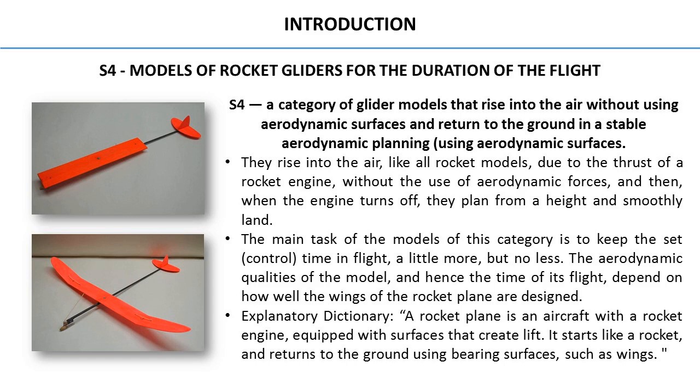The main task of the models of this category is to keep the set control time in flight, a little more but no less. The aerodynamic qualities of the model, and hence the time of its flight, depend on how well the wings of the rocket plane are designed. According to the explanatory dictionary, a rocket plane is an aircraft with a rocket engine equipped with surfaces that create lift. It starts like a rocket and returns to the ground using bearing surfaces, such as wings.